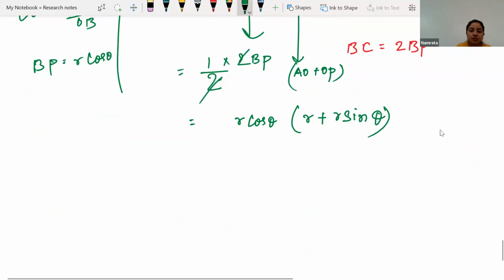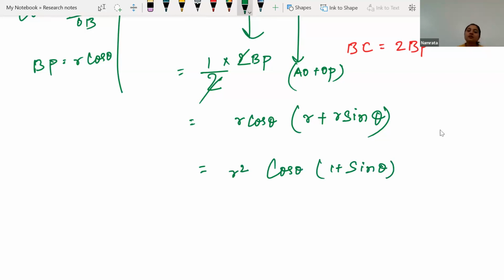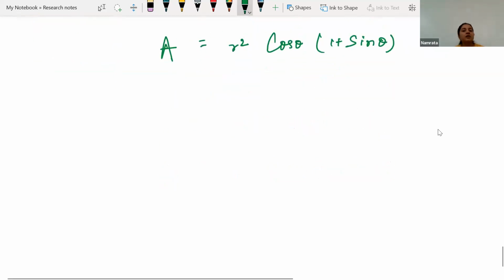Let's keep it like this, or we can also break it. We can take R common from here. So it will become R square cos theta, and here we'll be having 1 plus sine theta. Now everything is in terms of theta over here. We just need one variable, not x, y, z, but theta. R is the radius, but that is constant, so we will treat R as a constant over here.